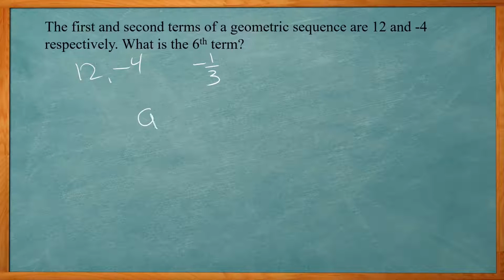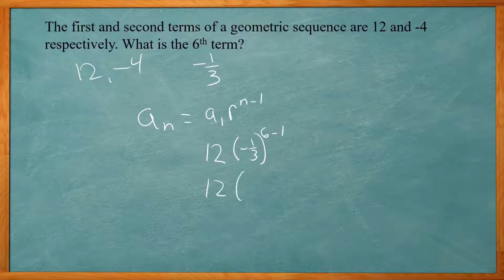So we have a_n equals a_1 r to the n minus 1. We know a_1 is 12. Common ratio is -1/3. And we're going to find the sixth term, so 6 minus 1: 12 times -1/3 to the 5th power. That's going to give us -4/81. So that'll be our sixth term of this geometric sequence.